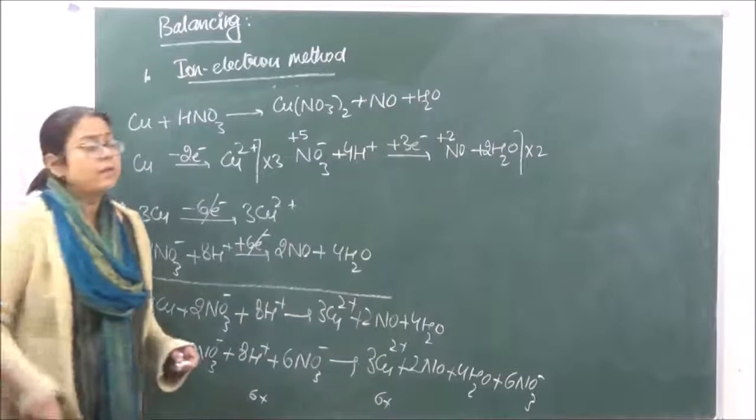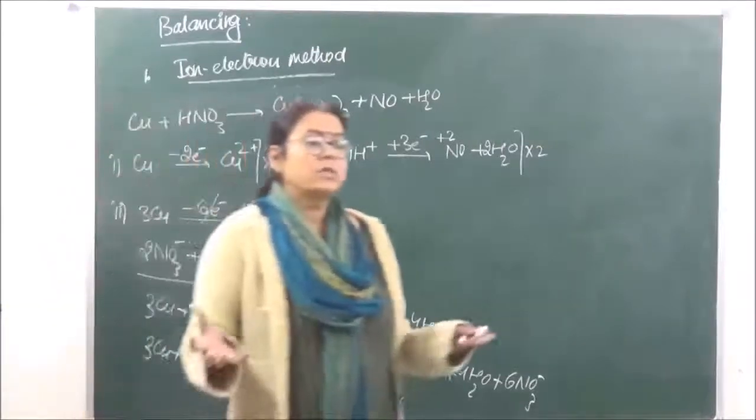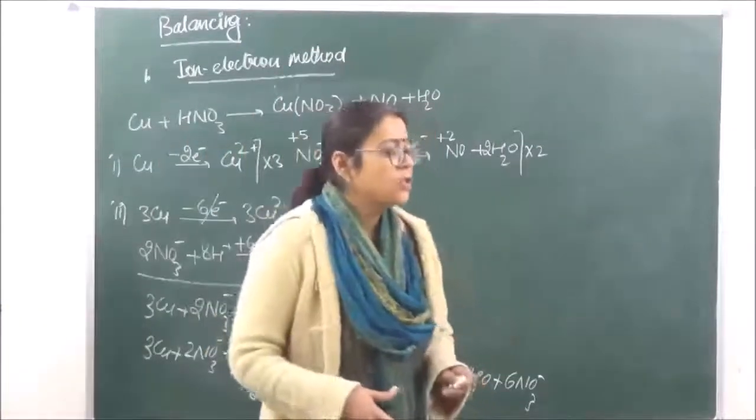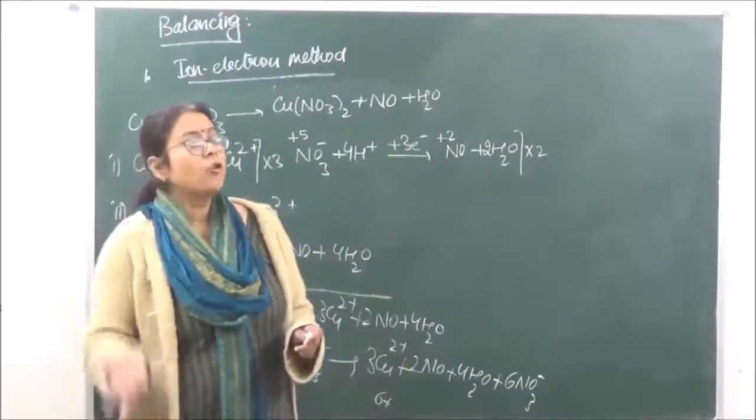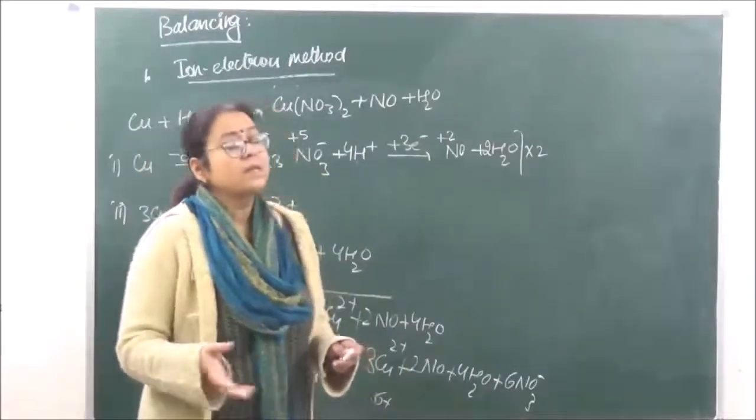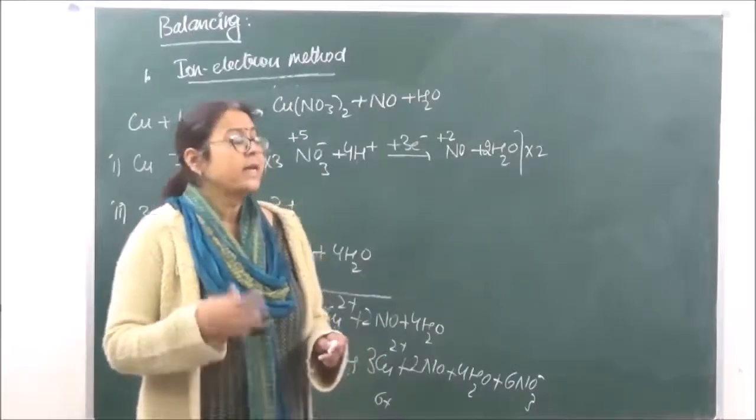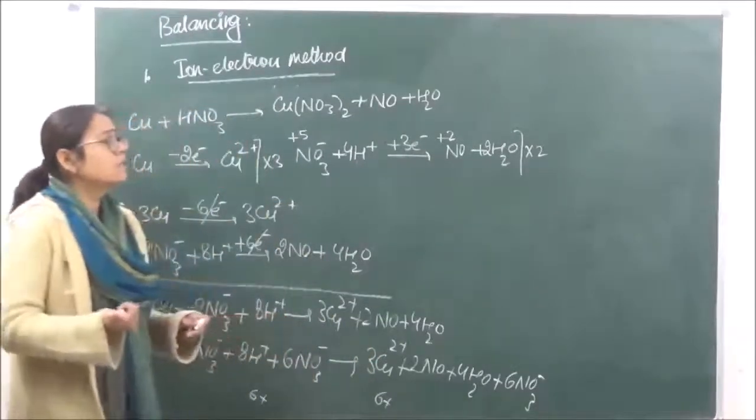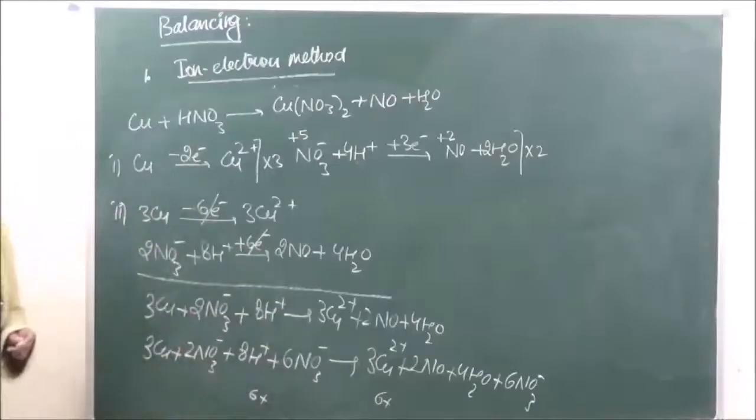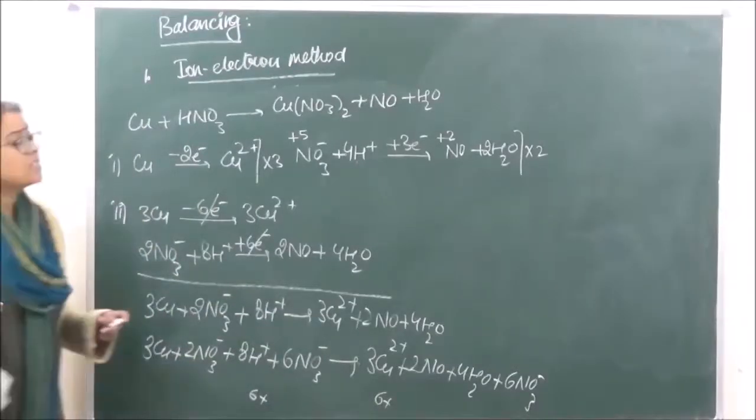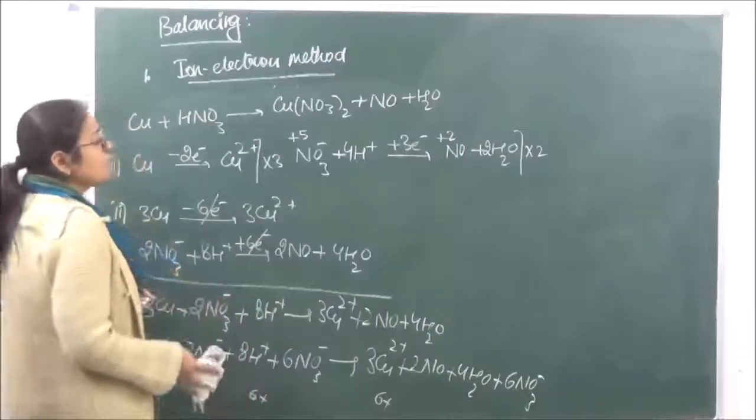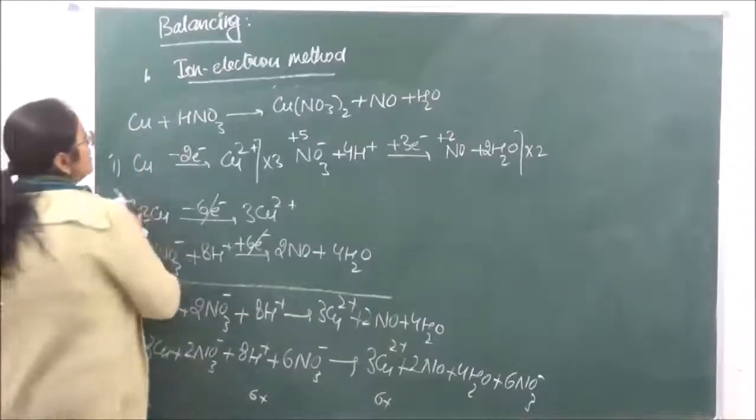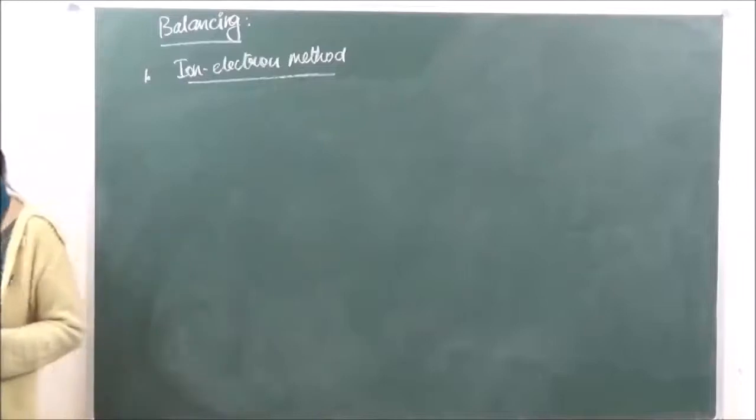Over here, when we are balancing chemical equations, the reaction may take place in the acidic medium. The reaction may also take place in the alkaline medium. In both cases, the method of balancing is going to be different. So let's first discuss one in acidic medium and then we will discuss the other in the alkaline medium. Okay, so what is our reaction over here?